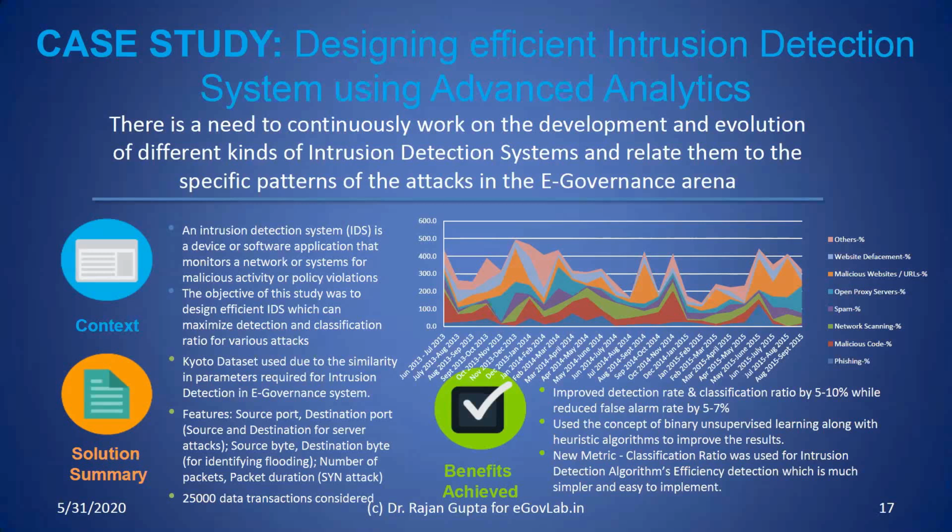But there were certain benefits that we achieved. We were able to reduce the false alarm rate by 5 to 7%, and we were able to improve the detection rate by 5 to 10%. So correct classifications went higher with respect to these analytical models, and the incorrect classifications went down. So we were able to correctly classify whether a particular attack has happened onto the system or not. So this was the whole idea behind solving this particular case. Obviously, this can help in monitoring and managing various kinds of cyber attacks that are happening on e-governance systems.